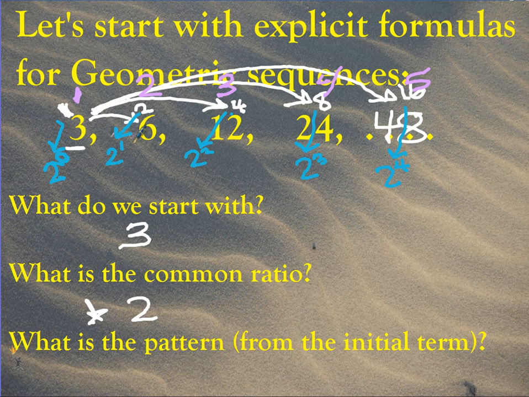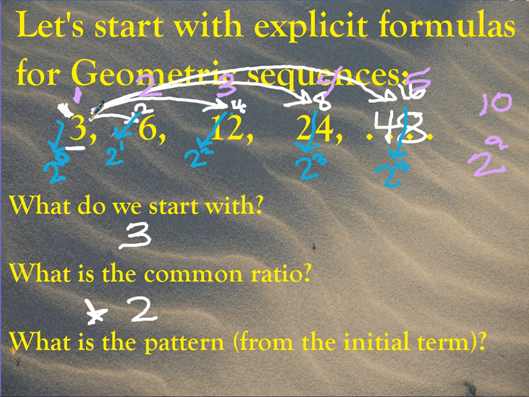So if you notice, the powers on our common ratio are always 1 less than the term number. So if I came out to say the 10th term, I would multiply by 2 to a power of 9. My power is always 1 less than the term number.